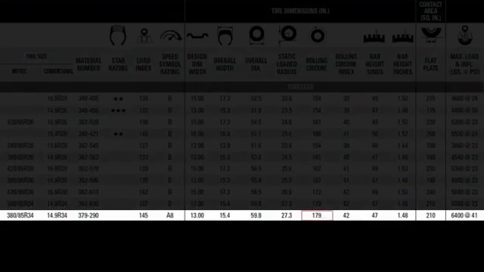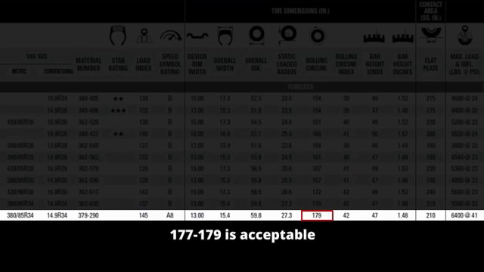Find a tire with this rolling circumference, or up to 2 inches greater, but never less than your calculation. Now we are looking for a front tire with a rolling circumference between 177 and 179. The Radial All Traction DT 380 85R34 has a rolling circumference of 179. This is acceptable because it is 2 inches above the ratio calculation.